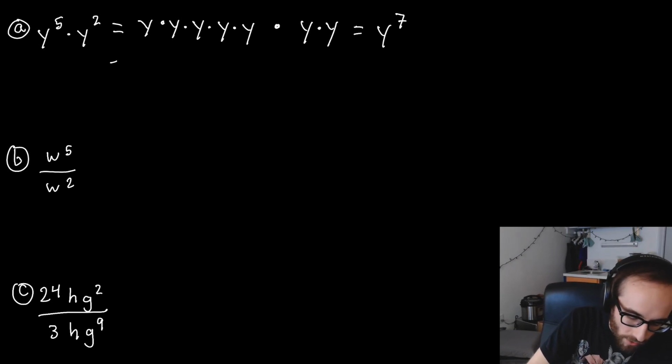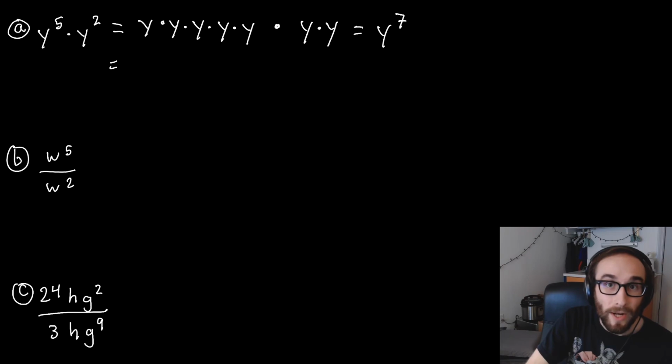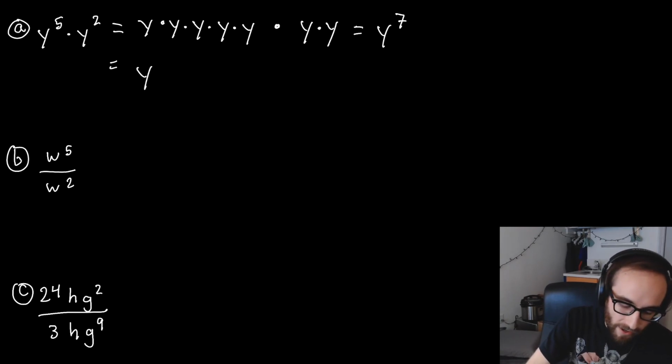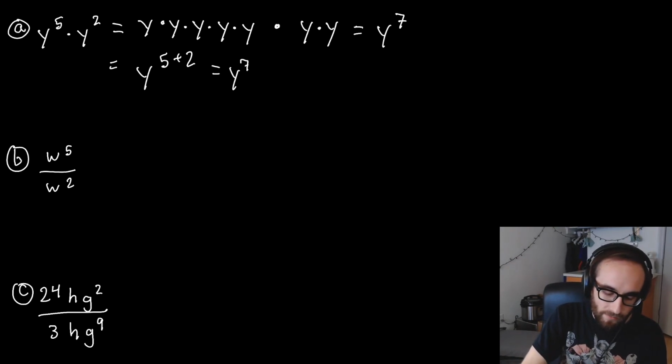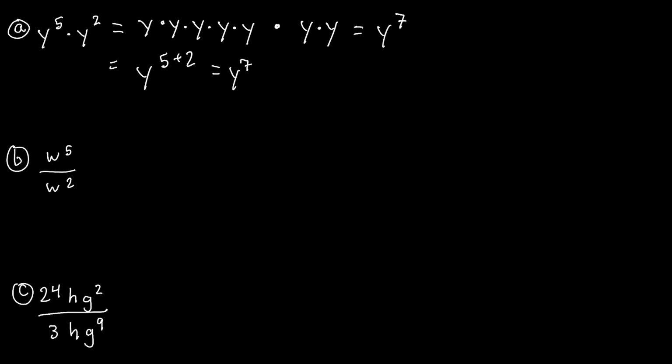But we could also use our exponent rules. If we're multiplying and we have the same base, that means that we can add the exponents. So 5 plus 2 gives us y to the 7th. Okay, next up we have letter B. Here we have the same base and we're dividing, so we can either use our exponent rule or we can also write it in expanded form.